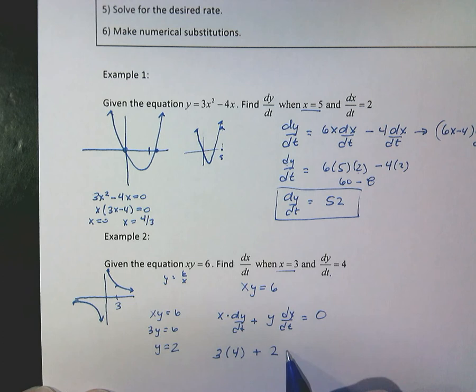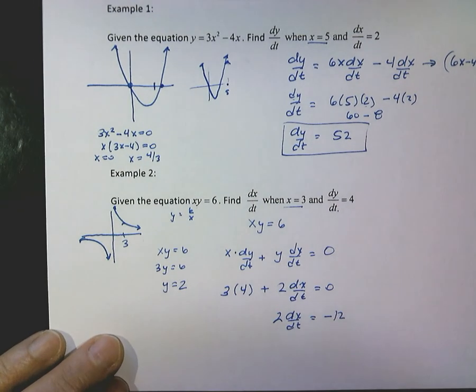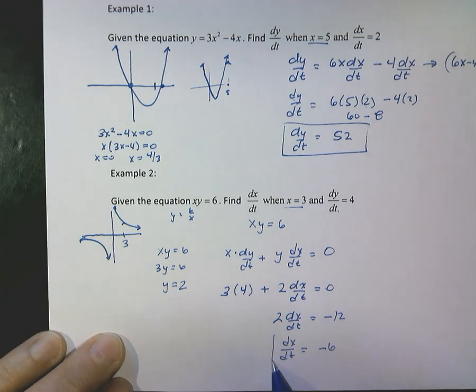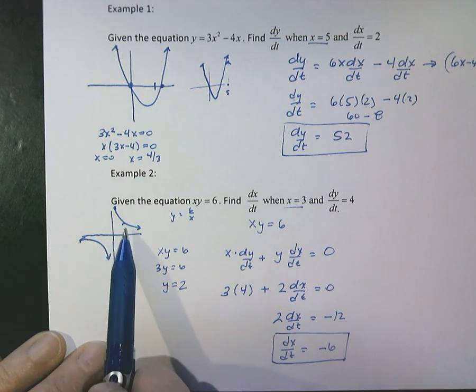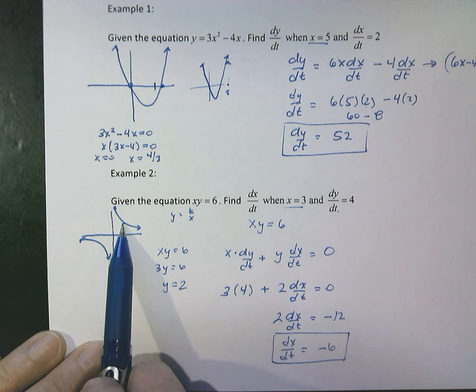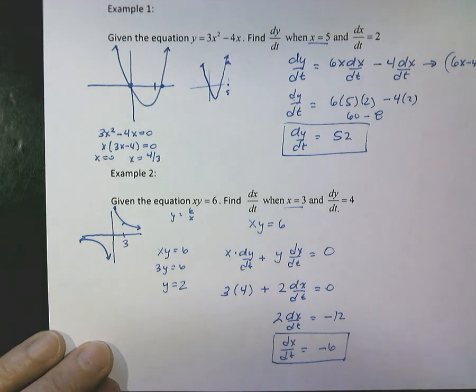So I'm going to have 2 dx/dt equals 0. So I have 2 dx/dt equals negative 12. Divide by 2, I get dx/dt is equal to negative 6. Once again, I don't have units because I wasn't assigned any units in the problem. And when I first graphed this, I said, oh yeah, this function is decreasing, so the change, the derivative, should be a negative number, and it is.